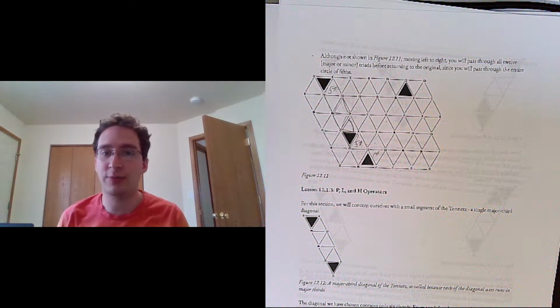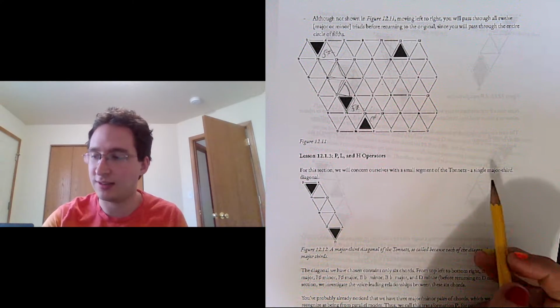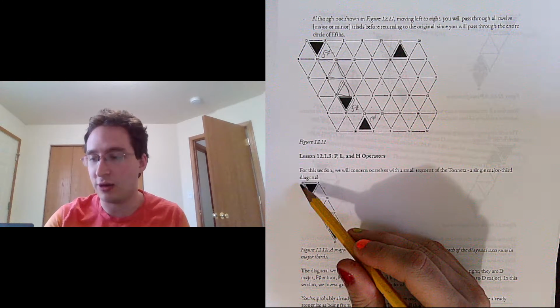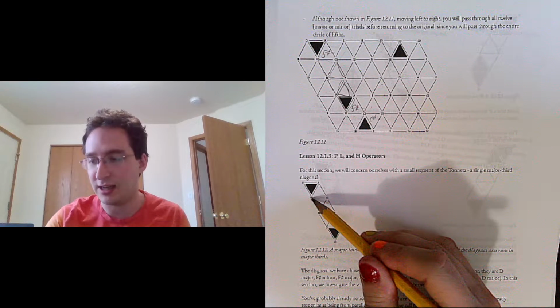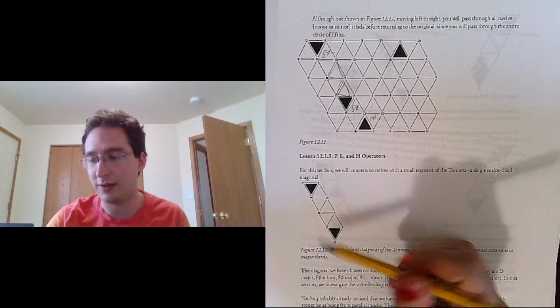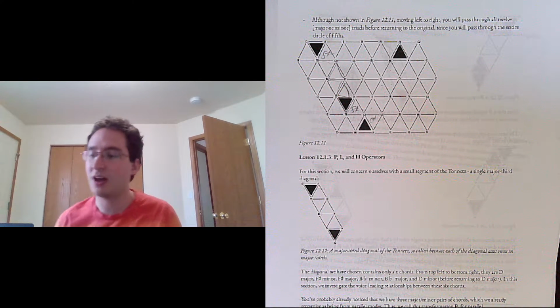All of this pitch wheel and tonic stuff is perhaps a little abstract at this point, so I would like to start tying it to some actual sounds of how chords are relating to each other. For this section, we're just going to be looking at a very small segment of the tonic, the single major third diagonal. Call it a major third diagonal because it has D, F sharp, A sharp, D, F sharp. It's moving by major thirds.